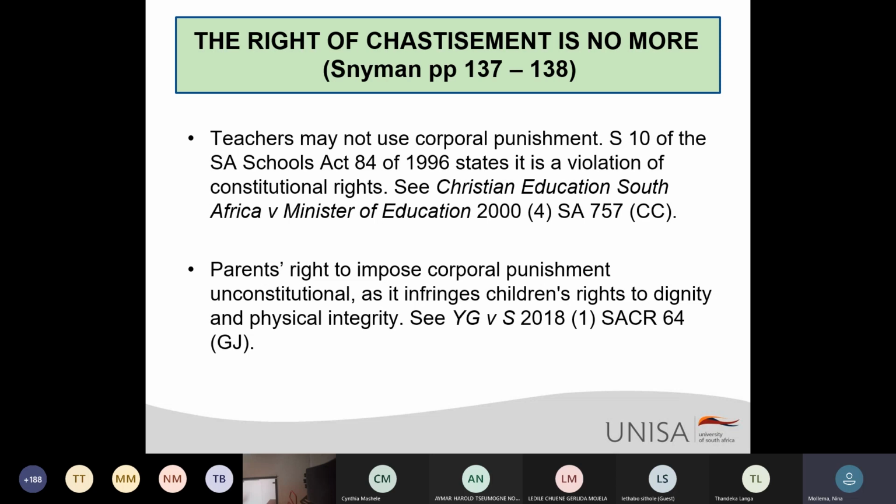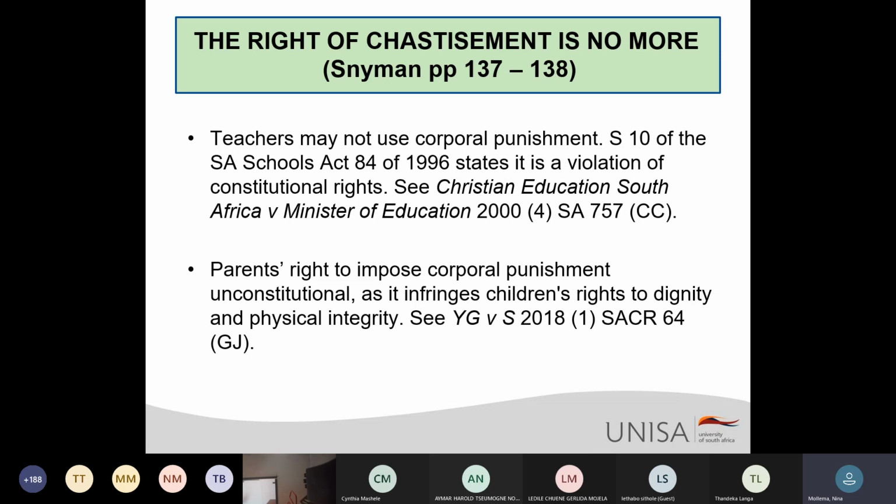Good. Now we do the right of chastisement. Just quickly to tell you again that you do not need to know this. This is just a little bit of background for you, because we are getting quite a lot of queries about why it is still not in the study guide, and we have to keep on answering to say, please go and read your tutorial letter 102, where we actually tell you not to study it. We have updated it, but you don't need to do it.